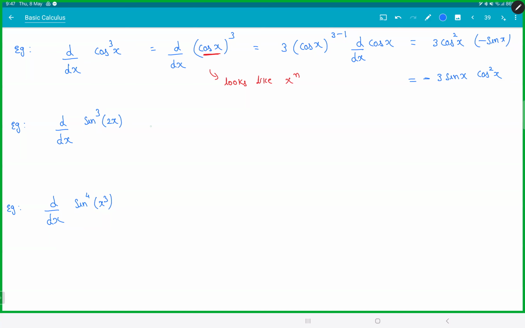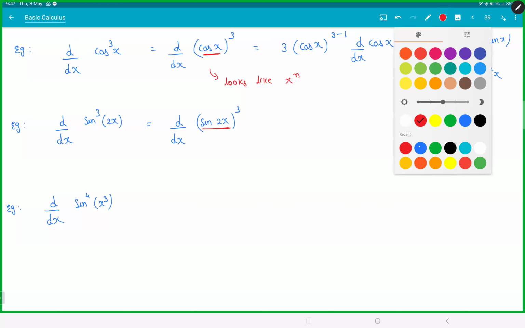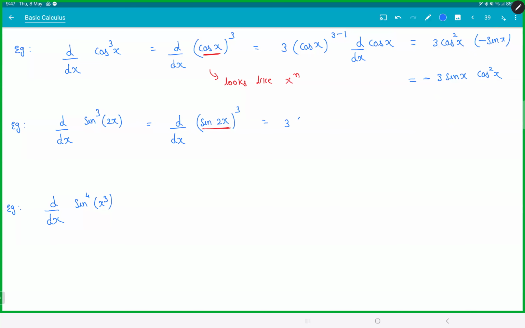Let's see. This can be written as d by dx of (sine 2x) whole cube. Agreed with this? So this is your function, something to the power of 3. So some function to the power of 3. So this will be 3 into the function into 3 minus 1. But is this x cube really?